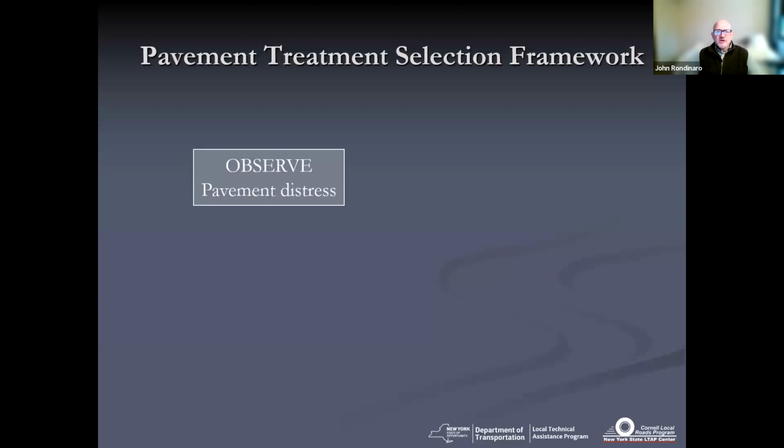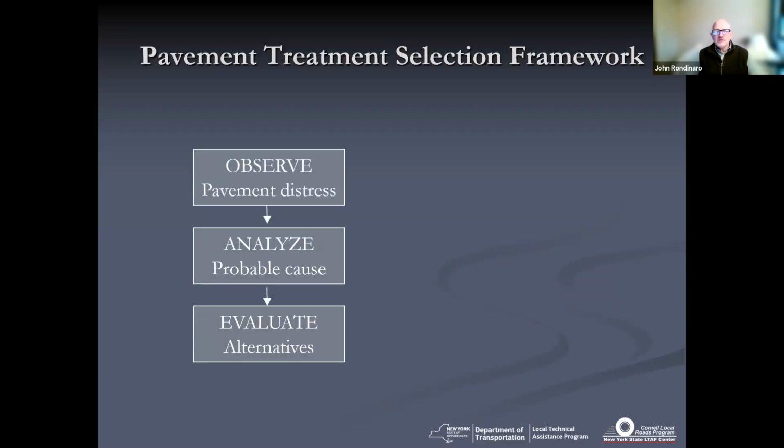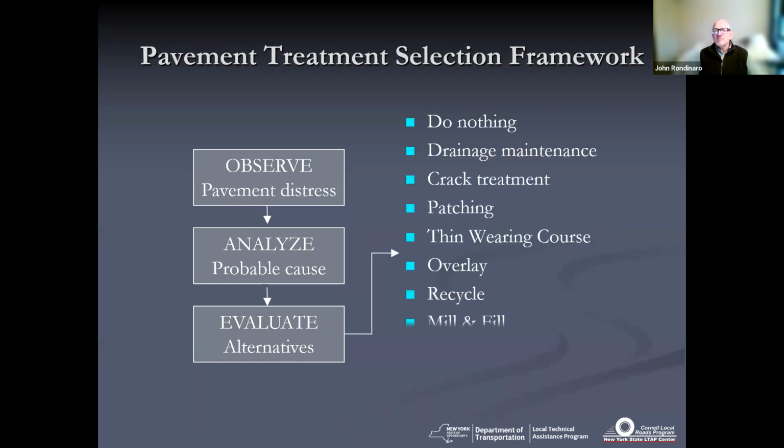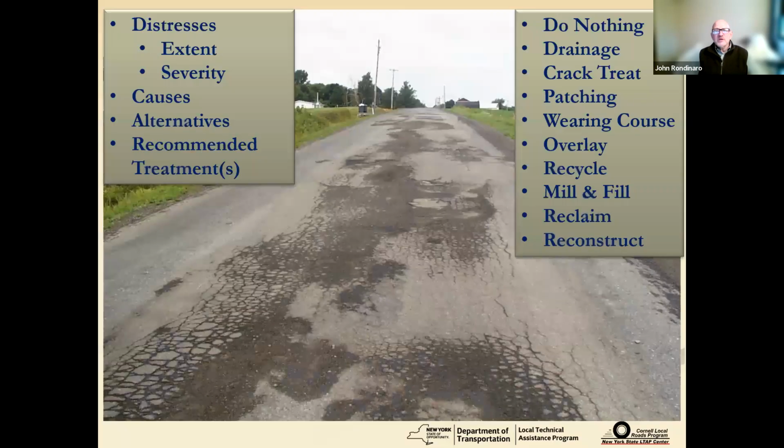So you've got a pretty straightforward treatment selection framework that leads you to those treatments that might be the right choice to fix whatever issues you're dealing with. You take that inventory of distresses and the analysis of probable causes, and that's going to lead you to a handful of different alternatives to consider. And we can deal with this on pavements we see every day.